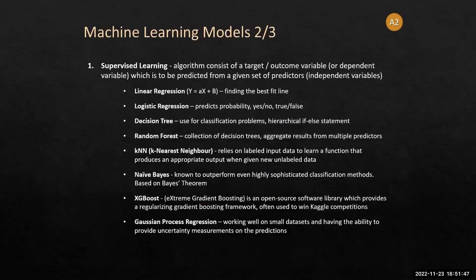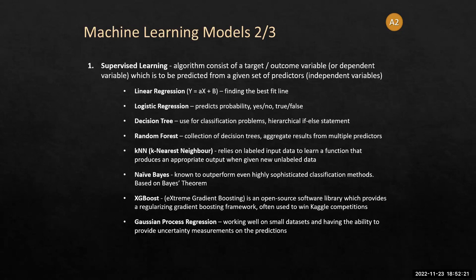There are three different categories of machine learning models. The simplest ones are supervised learning. Basically, it's an algorithm consisting of a target and outcome variable. An example is linear regression, which is what we learn in secondary school, right? That's a straight line, y equals ax plus b. If you've got a few dots, how do you fit a line so that you can predict where the next dot would be if you know the value of x? So that's the super simple one.